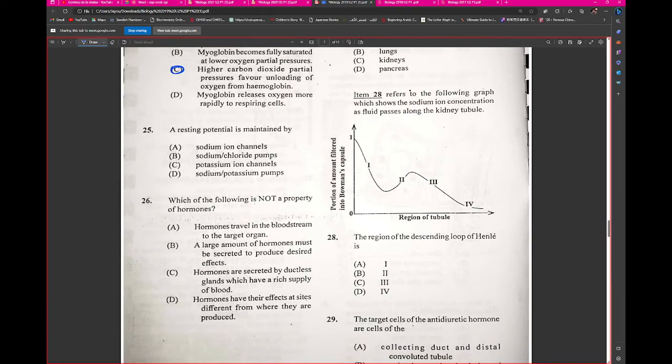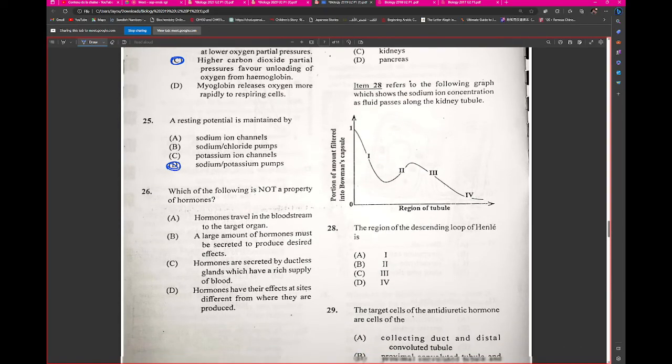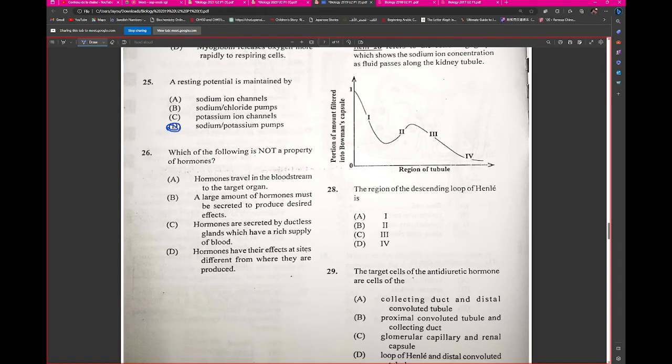The resting potential is maintained by the sodium potassium pumps. Right? Some of the questions are not really that debatable. So I apologize if you guys wanted to answer or debate. Right? But if you have a question, you can always ask. Which of the following is not a property of hormones? Right? And we looked at this as well.